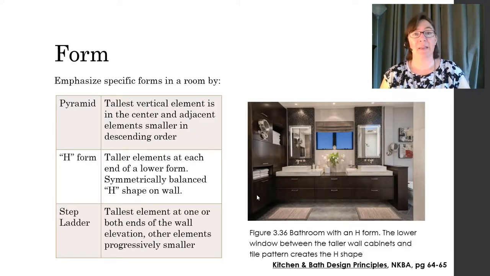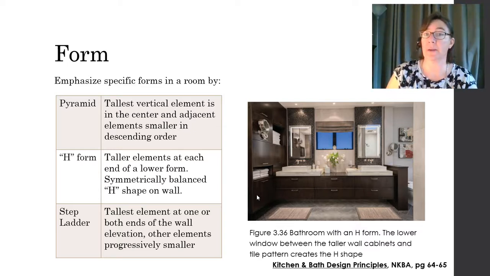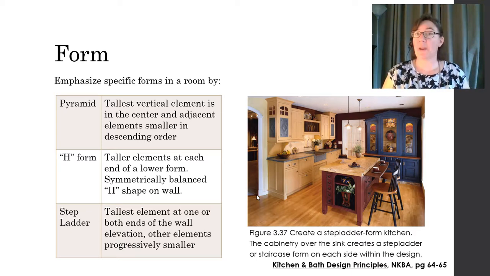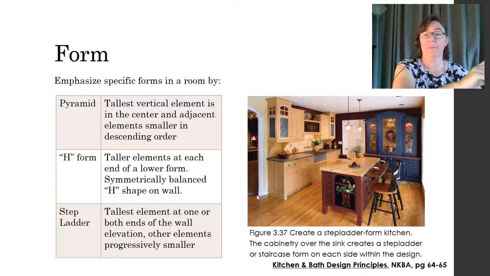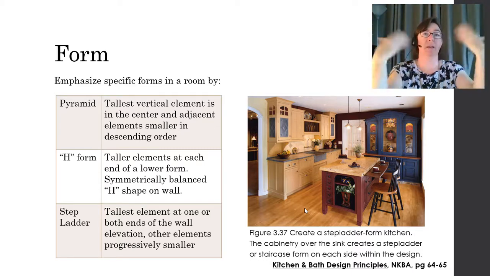There's a couple of ways to emphasize specific forms in your room or your design. And one of them is the pyramid form, and we just saw that in the last slide, where the tallest vertical element is in the center, adjacent elements are smaller in descending order. There is an H form where taller elements are at each end of a lower form. It's symmetrically balanced, and it's usually seen in elevation as an H shape on a wall, right? And here on your screen is an example of that. The third way to emphasize any specific form is called a step ladder, and it's got tallest forms on one end of the wall, and the other elements are progressively smaller. So we're looking at the area over the sink right here, and we've got a step ladder or staircase form on each side. Actually, they've used it in a symmetrical way.